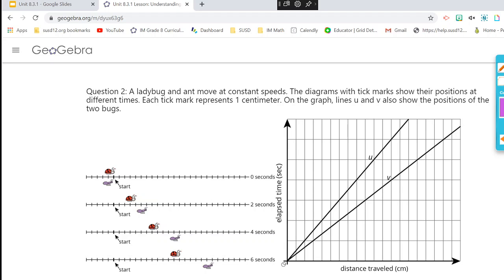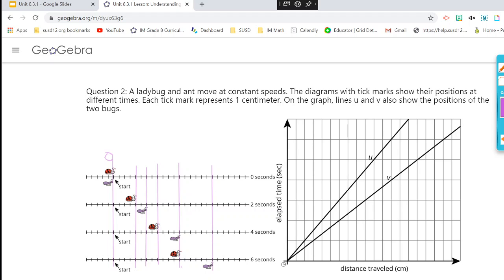Okay, well, here's what I want to do first to help me look at this problem. Look at the starting position. In this position, ladybug and ant are both starting out at 0, distance equals 0. And after 2 seconds, ladybug has gone 4 centimeters and ant has gone 6 centimeters. After 4 seconds, ladybug has gone 8 centimeters and ant has gone 12 centimeters. After 6 seconds, ladybug has gone 12 centimeters and ant has gone even further.